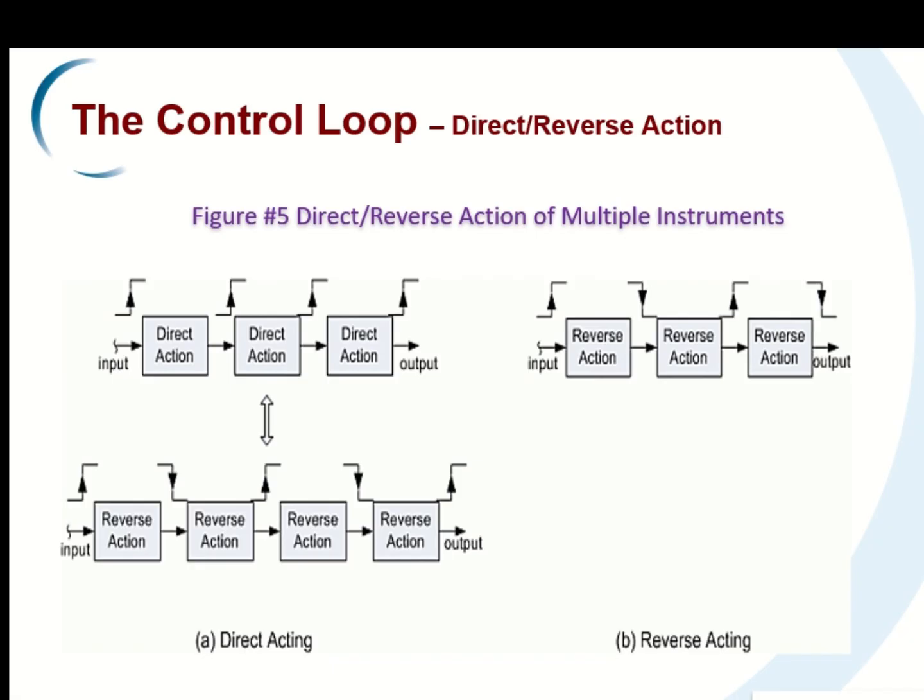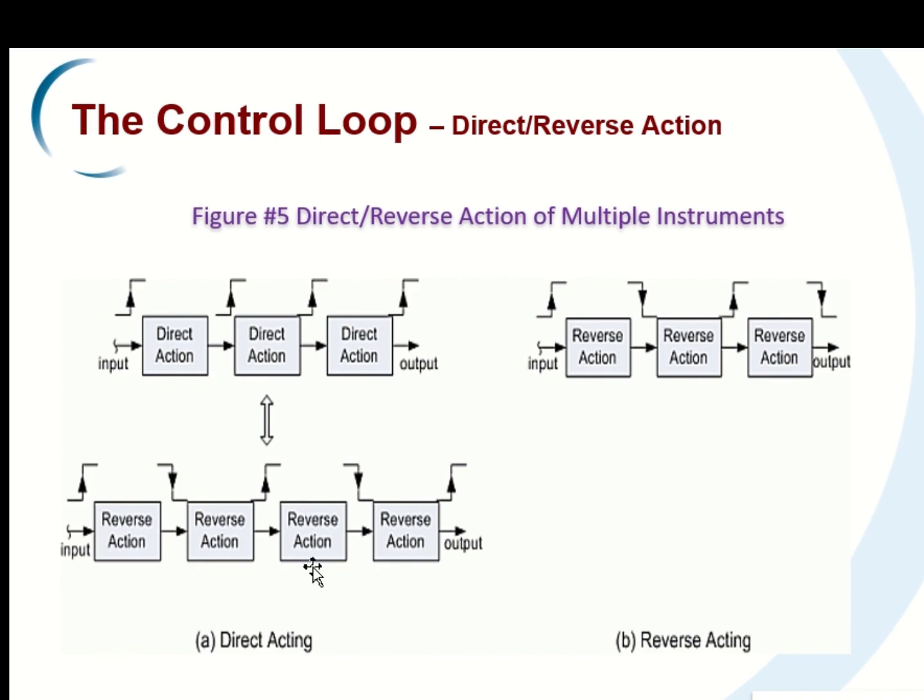It is important to understand that in order for the control loop to operate properly, the overall action of the entire loop must be reverse. If the overall action is direct, the loop will not be able to maintain a controlled variable at set point. What does this mean exactly? It is saying that the overall action of the entire loop must be reverse. If the overall action is direct, the loop will not be able to maintain a controlled variable at the set point.